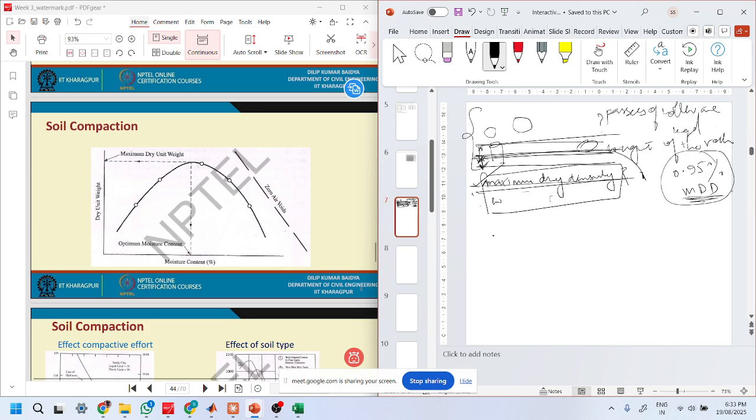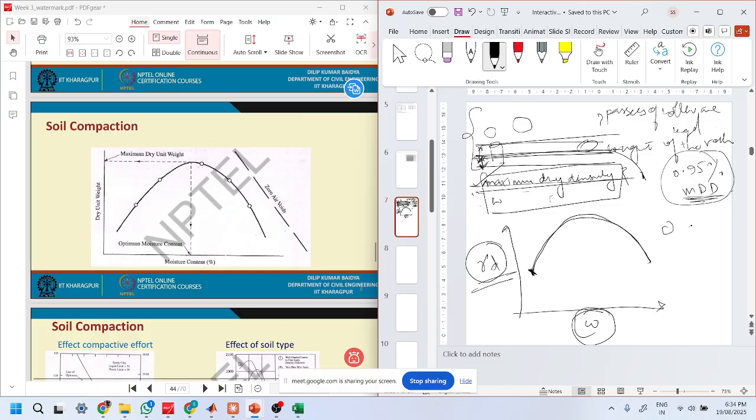How do you know what the maximum dry density is? Basically, the relation between moisture content and dry density for fine-grained soils will look something like this. It is not the relation between gamma and W. It is the relation between the water content and the maximum dry density I will be able to achieve at different water contents.